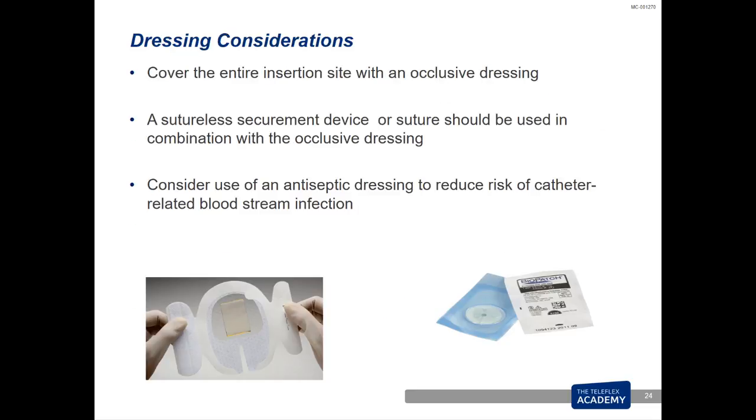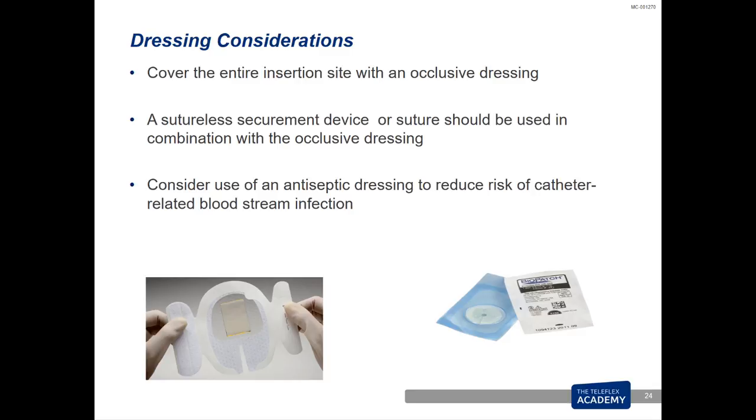So dressing considerations. When placing a dressing over an insertion area, it's important to understand that the entire insertion area must be covered with an occlusive type dressing. Today, we're able to use a sutureless securement device or suture in combination with the occlusive dressing for securement. It is recommended that we do not suture arterial catheters unless clinically indicated. Consider the use of an antiseptic dressing to reduce risk of catheter-related bloodstream infection.